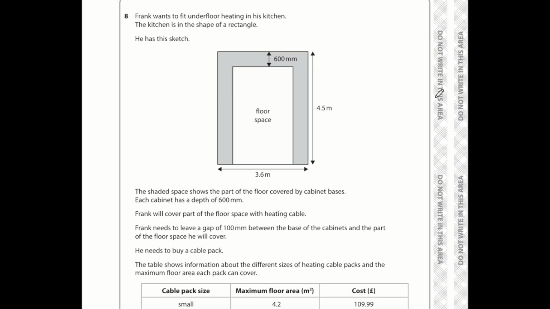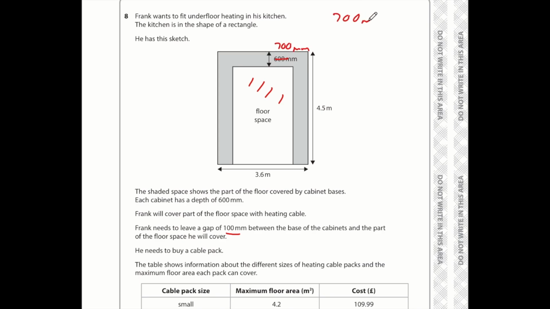Okay, so on to question number 8. So the key thing here is working out the area of this floor space. So we know it's 600 millimeters from here to here, but we also need to factor in another 100 millimeters between the cabinet bases. So in other words, instead of seeing this as 600, let's see this as 700 millimeters.